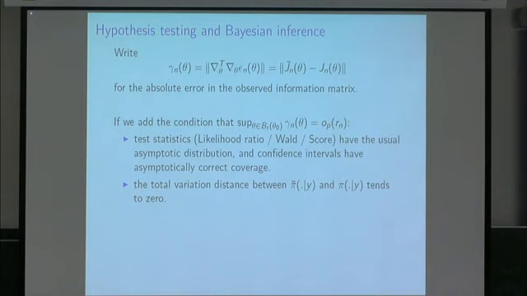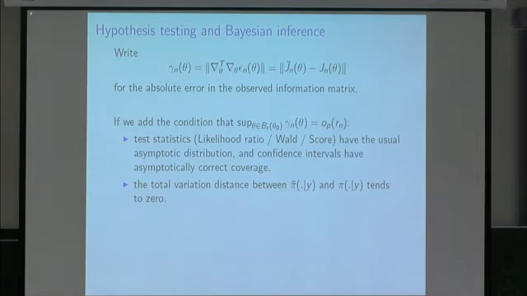Under that condition, all of the usual test statistics will have their usual asymptotic chi-squared distributions. Because of that, confidence intervals using them will asymptotically have the correct coverage. And secondly, the total variation distance between the approximate posterior and the true posterior is going to tend towards 0.